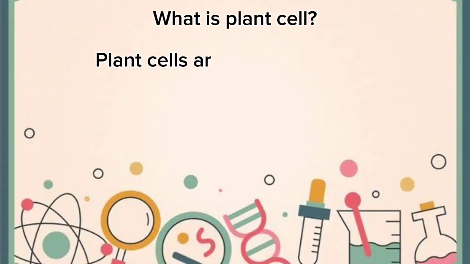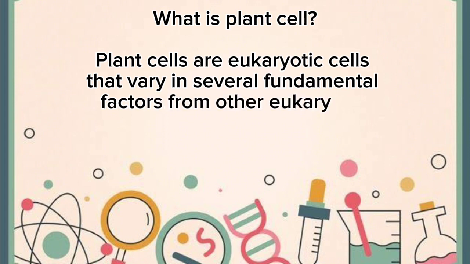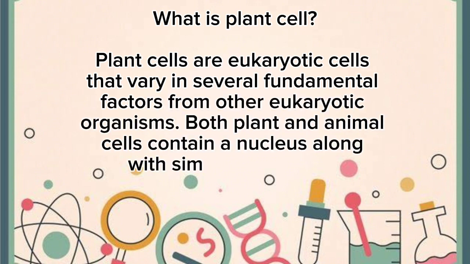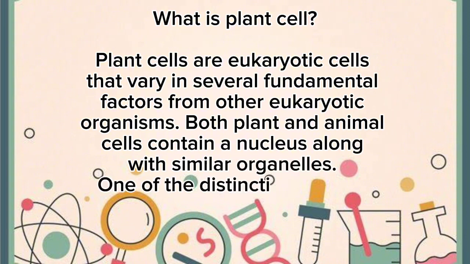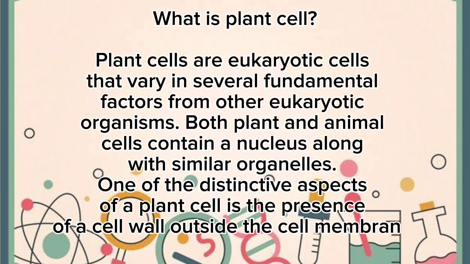Plant cells are eukaryotic cells that vary in several fundamental factors from other eukaryotic organisms. Both plant and animal cells contain a nucleus along with similar organelles. One of the distinctive aspects of a plant cell is the presence of a cell wall outside the cell membrane.